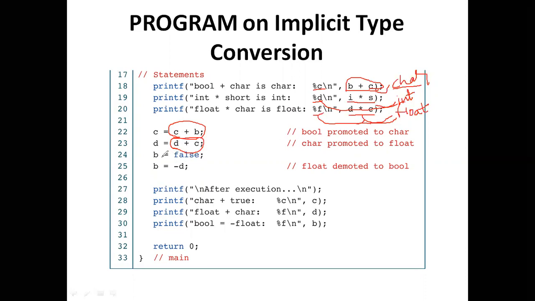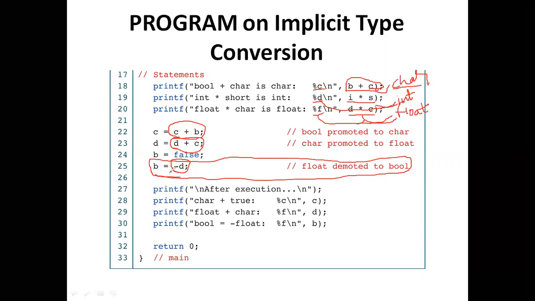Here we assign a Boolean value directly, no problem, it is directly assigned. And here we are assigning a negative floating point value to the Boolean type. The concept we are applying here is demotion, so it is demoted to the Boolean type. And what value is going to be displayed?